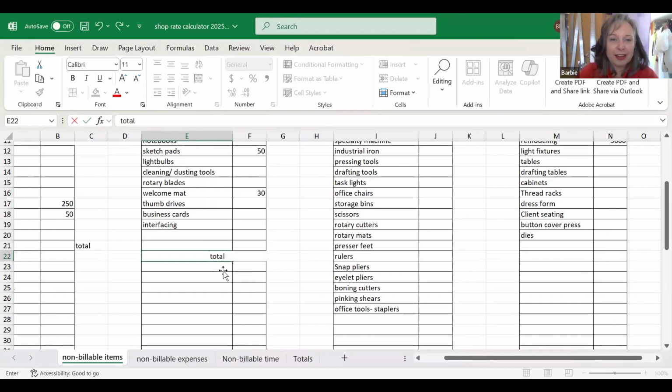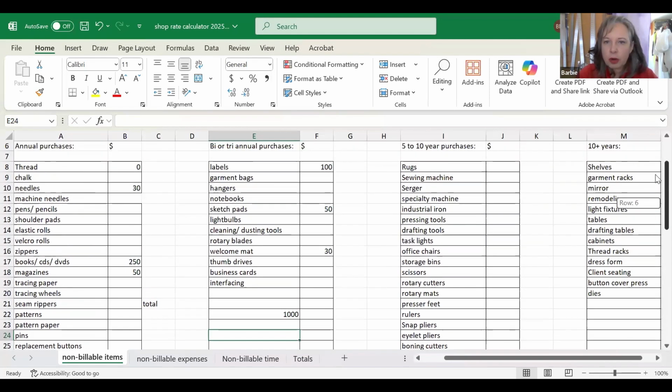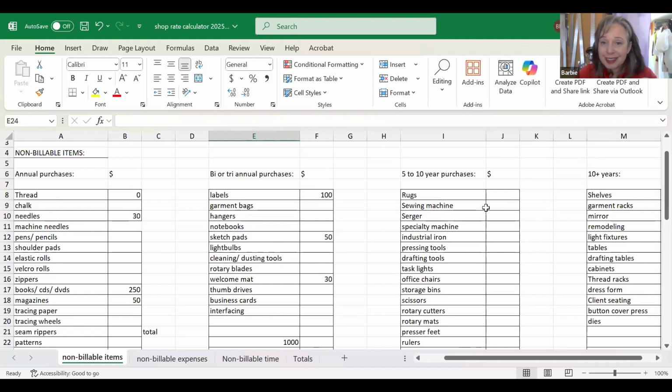We'll put this here. Okay, and I'm just using round numbers for the sake of simplicity. And same thing here for 5 to 10 year purchases. A lot of these things can be really expensive.